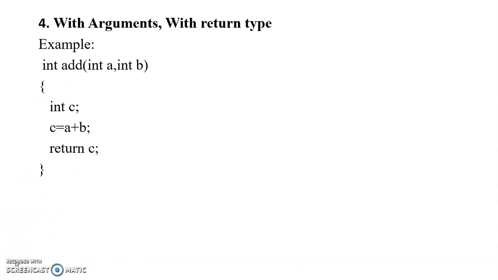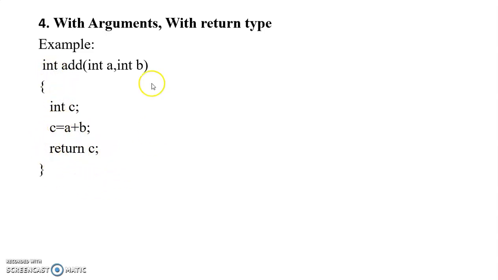Now this is the last type of the function definition, that is with argument with return type. So here's the example, where we have the return type as an integer, because the category says with return type, so we need to give the return type here, then the function name, and we have the two parameters, that is int a comma int b. Here c is the output variable. After performing the operation, which keyword are we using here? The return keyword, because my return type is integer.